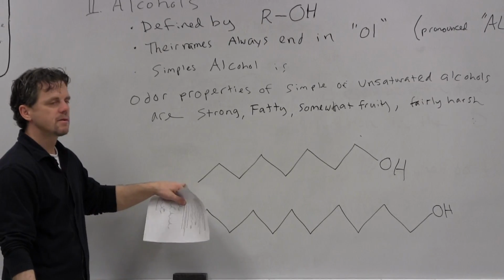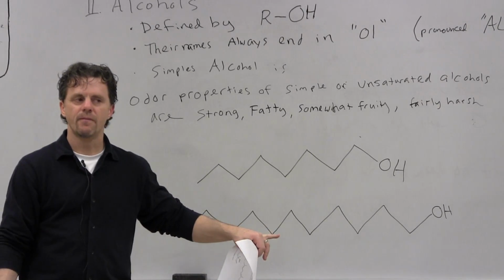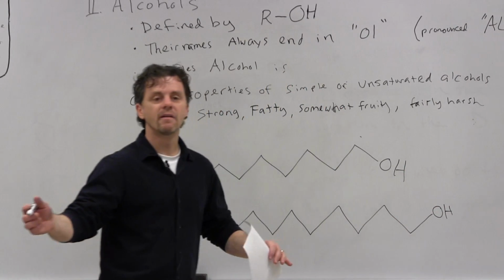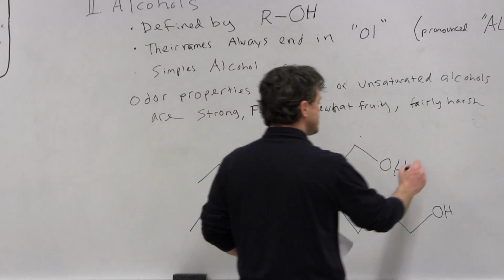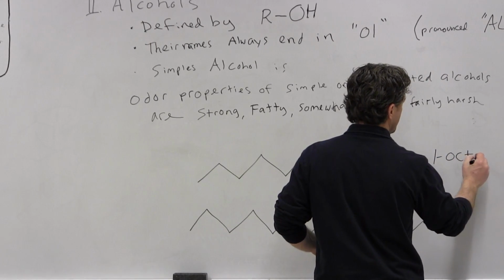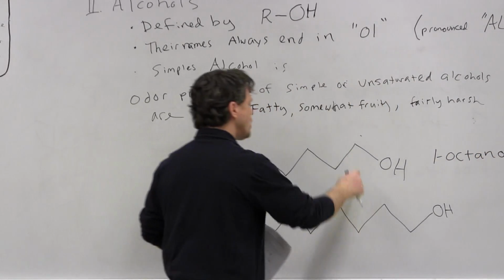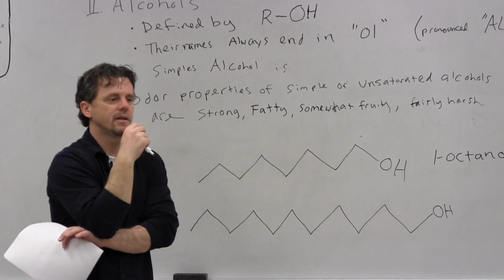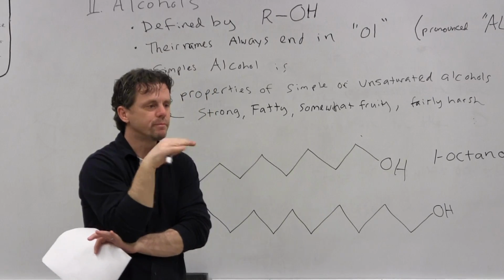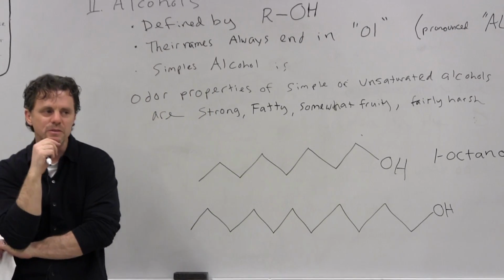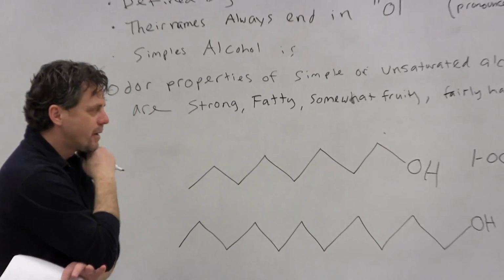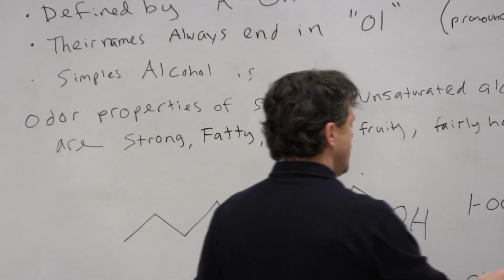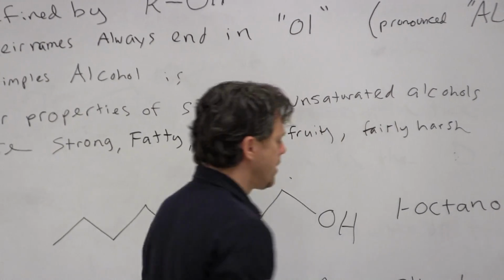How would we name this one? Octanol. More specifically, 1-octanol. Because we could put that OH group here, here, and so on. If there is no number, you have to assume it's just one. But to be complete, you would call that 1-octanol, according to IUPAC. And this one would be 1 what?